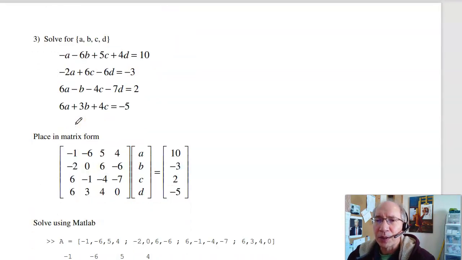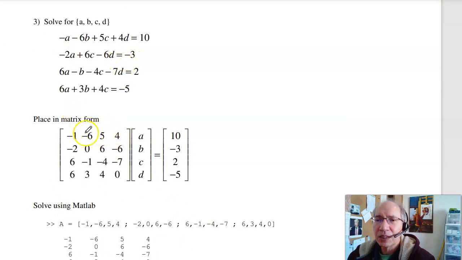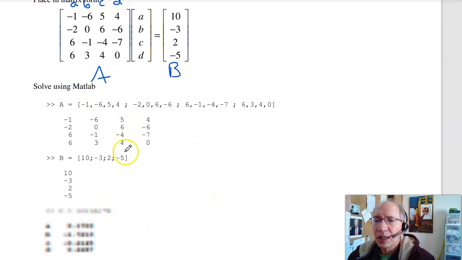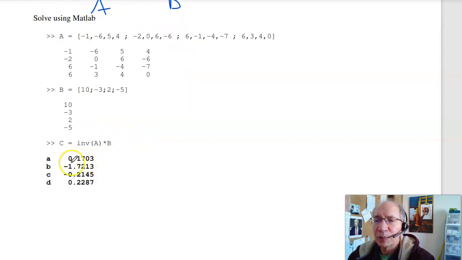Now a 4 by 4. Same procedure. This is going to be A times b times c times d. Let's take the second one. I've got minus 2 times a plus 6 times c minus 6 times d. And I need to throw in that 0. 0 b's. I've got to fill in the whole matrix, so you need the number 0. Is minus 3. That's your A and B. Input that into MATLAB. Print it out, make sure it looks right. Yeah, it looks good. There's B. Inverse of A times B. There's A, B, C, D.